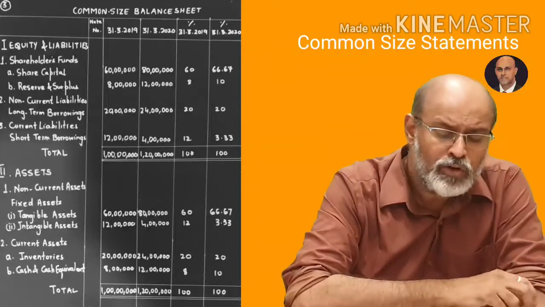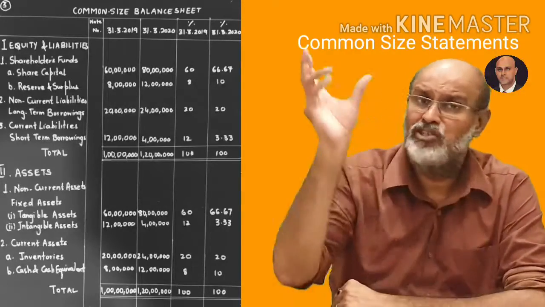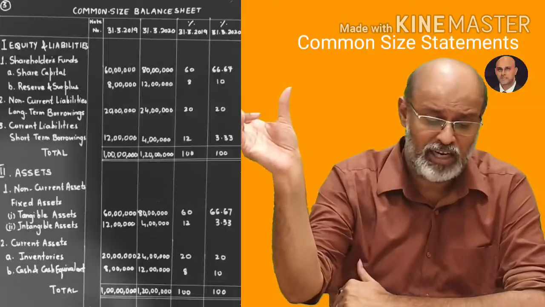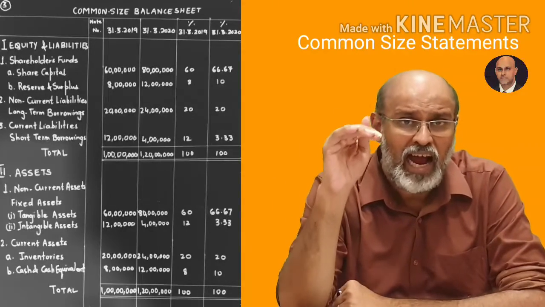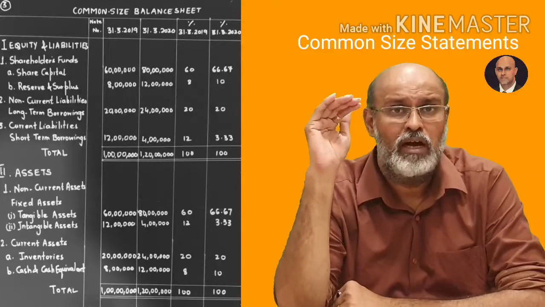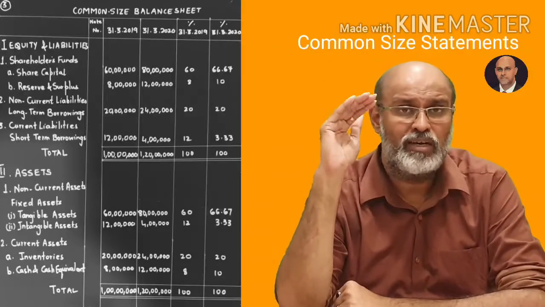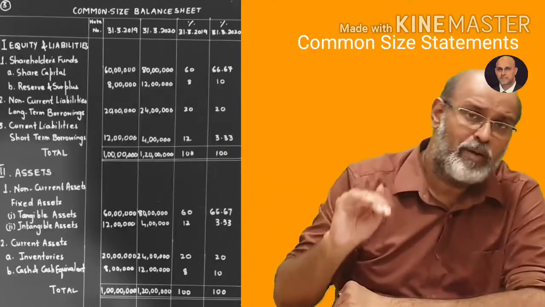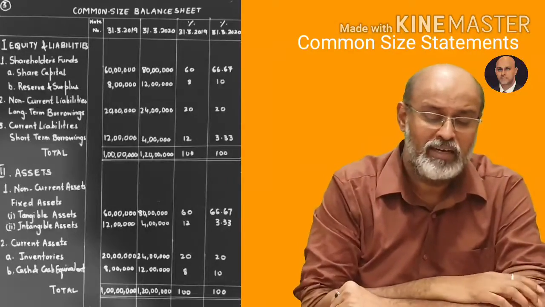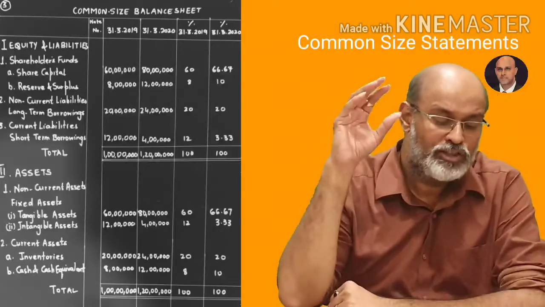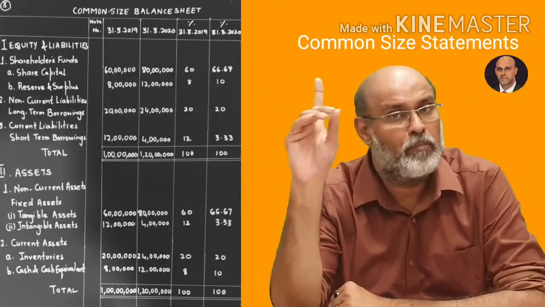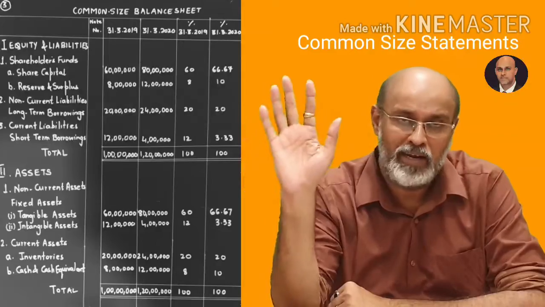Okay. So now we will take up share capital. There we will take 60 lakhs and divide it by 1 crore and multiply by 100. 60 lakhs divided by 1 crore multiplied by 100, that is 60%. So your share capital is 60 lakhs upon 1 crore multiplied by 100.